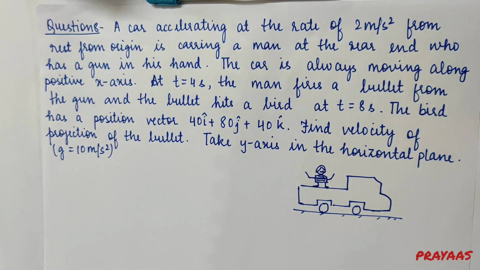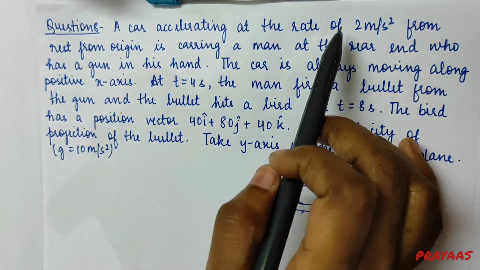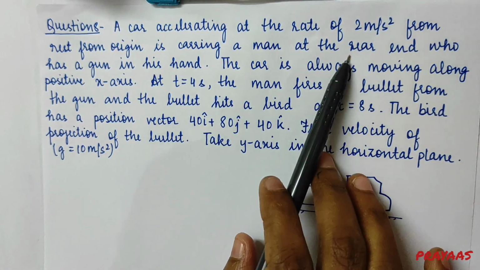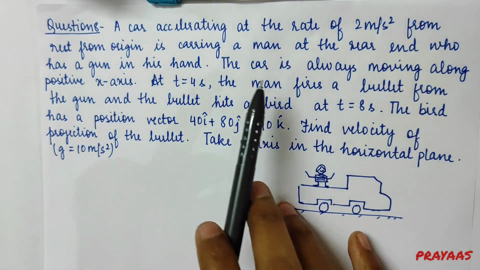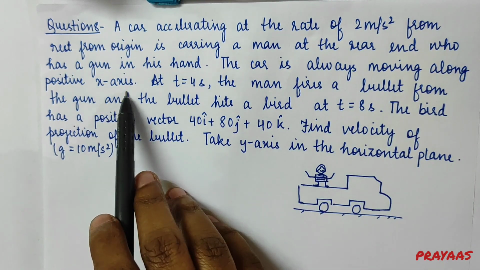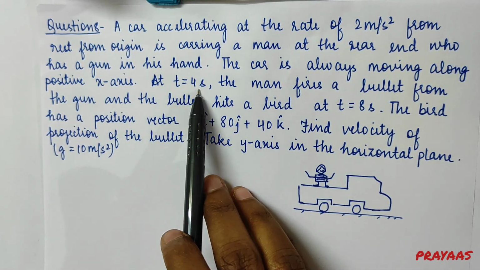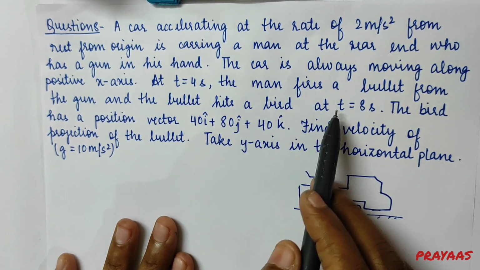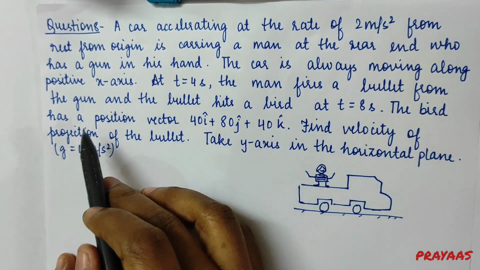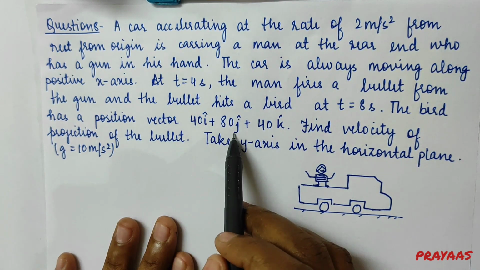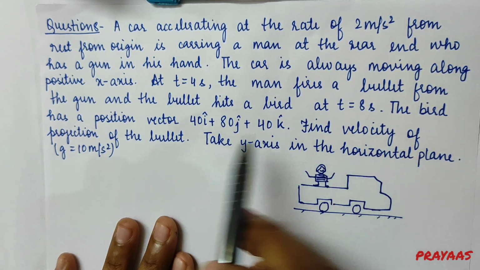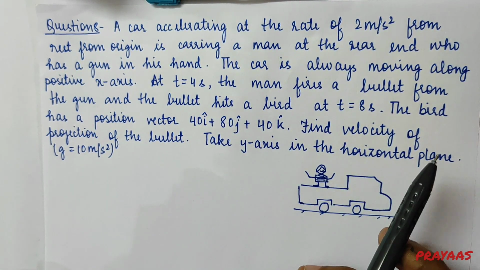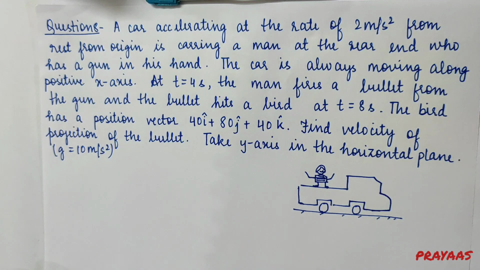Next question. A car accelerating at the rate of 2 meter per second square from rest from origin is carrying a man at the rear end who has a gun in his hand. The car is always moving along the positive x-axis. At t equals 4 seconds, the man fires a bullet from the gun and the bullet hits a bird at t equals 8 seconds. The bird has a position vector 40 i cap plus 80 j cap plus 40 k cap. Find the velocity of projection of the bullet. Take y-axis in the horizontal plane. g equals 10 meter per second square.